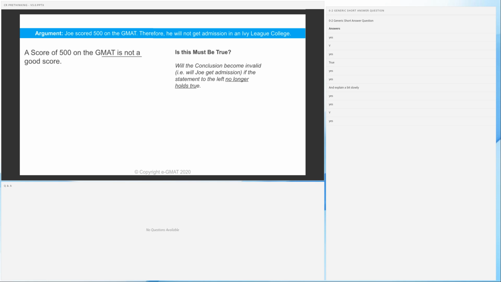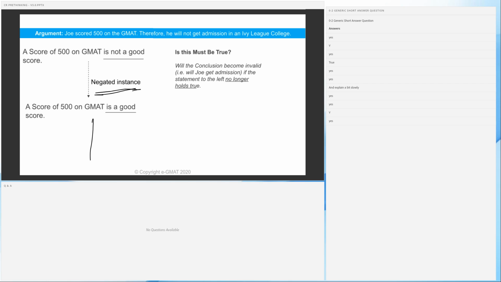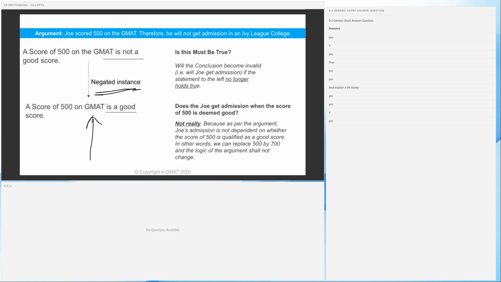So let's ask this. Is this must be true? Which means the question that we are asking is still the same. Will the conclusion become invalid or Joe get admission if this statement is no longer true? So if you say this statement is no longer true, its negated instance becomes true. It means a score of 500 becomes a good score. Now, what happens if a score of 500 becomes a good score? Does Joe get admission? Absolutely not. Why? Because as per the argument, the conclusion is not predicated on whether you call this score a good or a bad or an absurd score. In other words, if you replace 500 by 700, even then the logic of the argument remains the same.